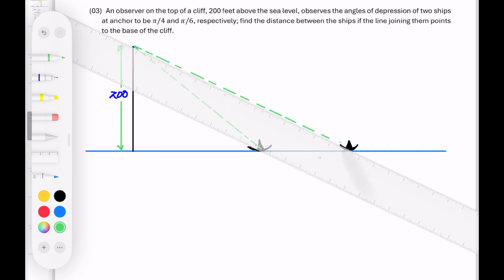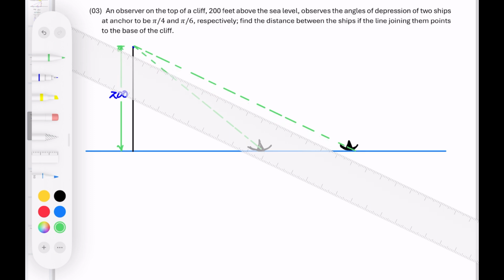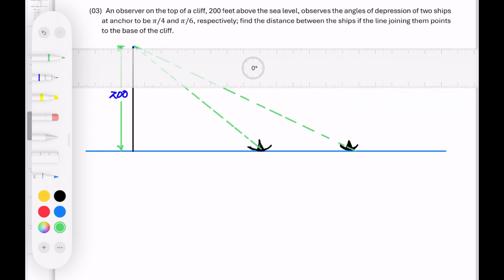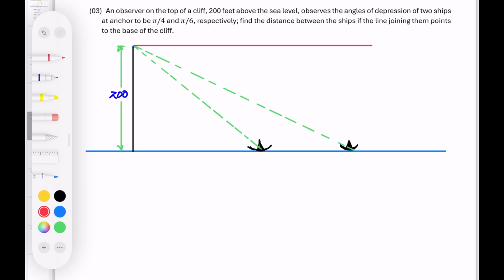When we say angles of depression, they are measured from the horizon. Therefore, I need to also show the horizontal line from the top of the cliff. So let's assume this is that horizontal line. Now let me show the values of those angles. The smaller angle is pi/6. That means this angle right here should be equal to pi/6. The other angle is pi/4. Let me show that other angle this way. All of this angle should be equal to pi/4. Now I have shown all the given information.